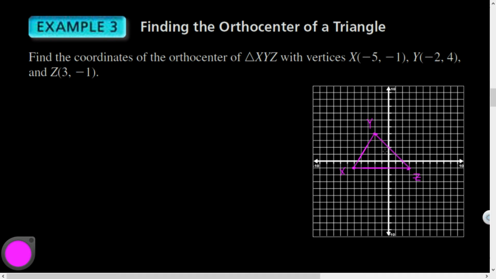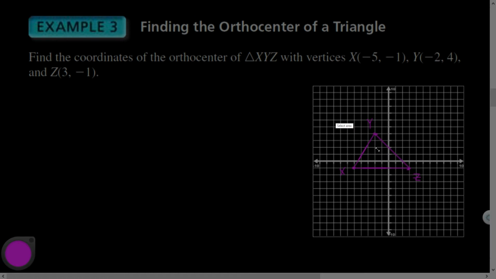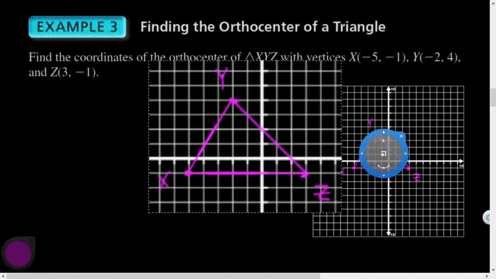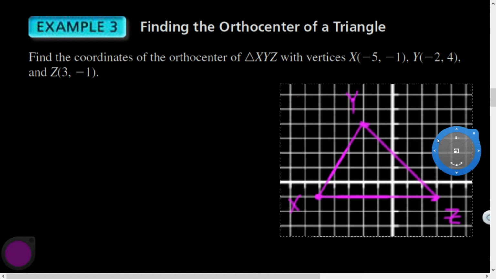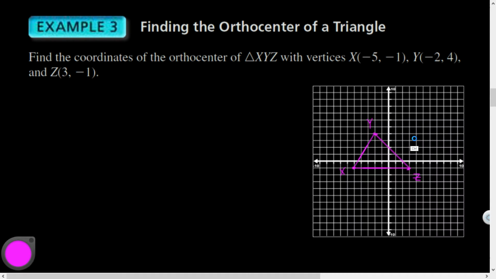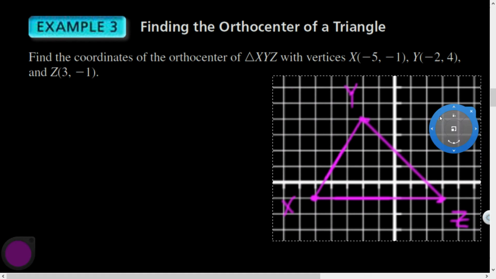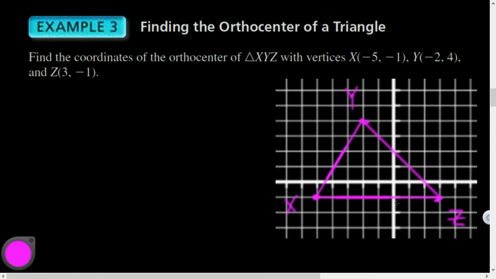So there's our triangle. I'm going to zoom in on mine just so that you guys can see it a little bit better, as well as our folks at home. It gets a little bit more pixelated, but that's okay. There's my triangle XYZ. It looks like this is an acute triangle, so I'm expecting all of these altitudes to be in the interior of this triangle. It says find the coordinates of the orthocenter.